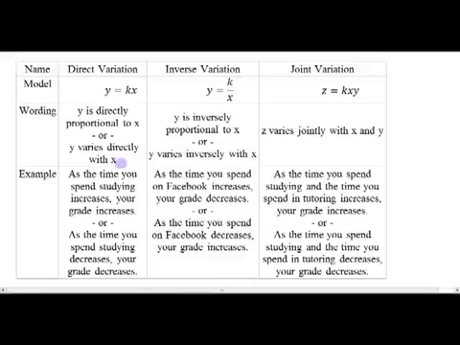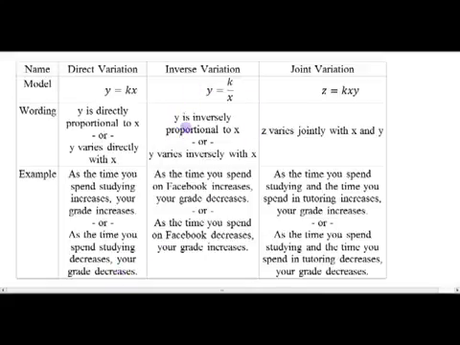With direct variation, the wording would say something like y is directly proportional to x, or y varies directly with x. For example, as the time you spend studying increases, your grade increases. So they move together. If one goes up, the other one goes up. Or as the time you spend studying decreases, your grade decreases. So as one goes down, the other goes down.